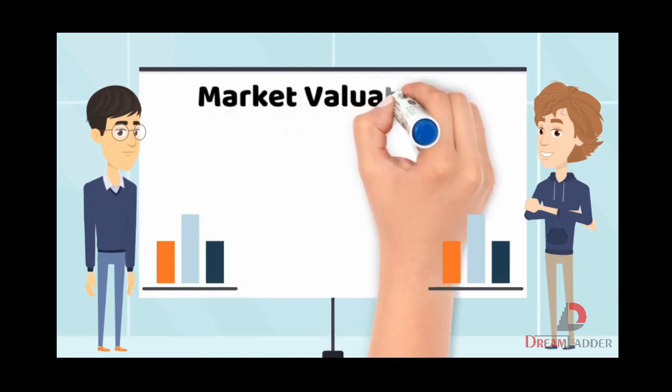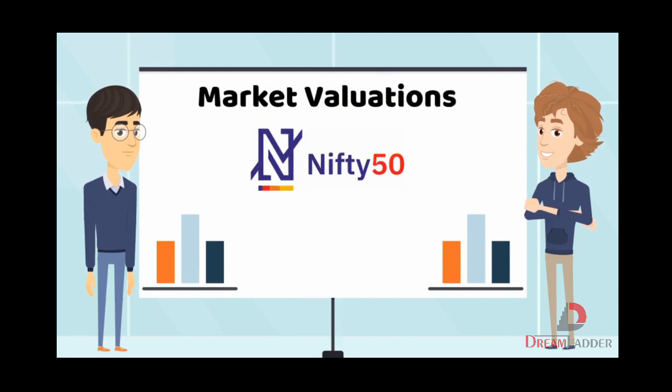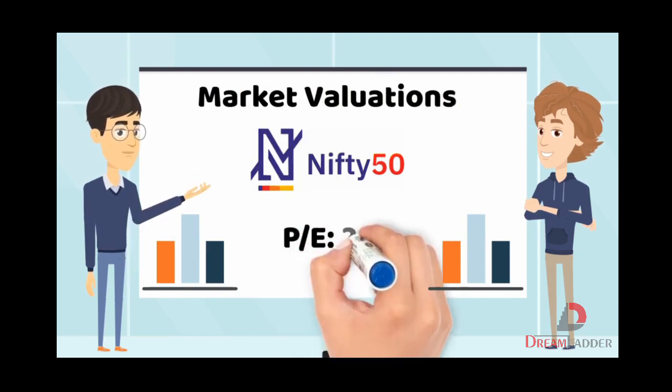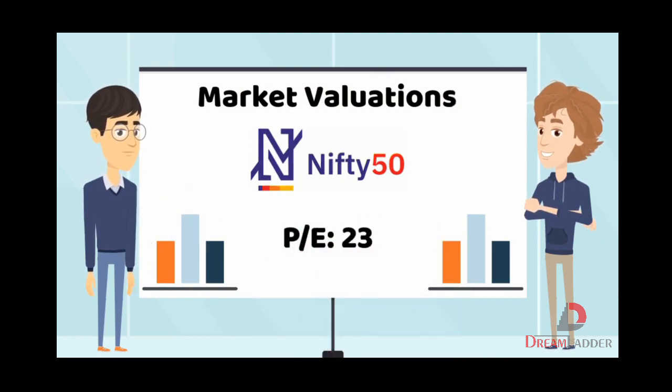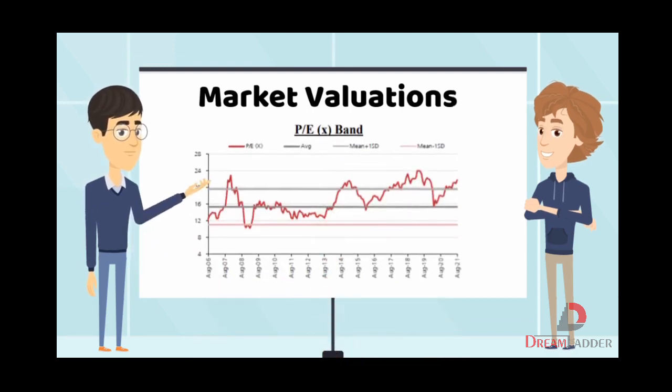PE can also be used to get an idea about market valuation. The Nifty is currently trading at a 1 year forward PE of 23 because the market always looks at future growth potential. Since historically the Nifty PE has peaked at valuations above a PE of 21, we can reasonably say that the Nifty is now fairly valued or slightly overvalued.